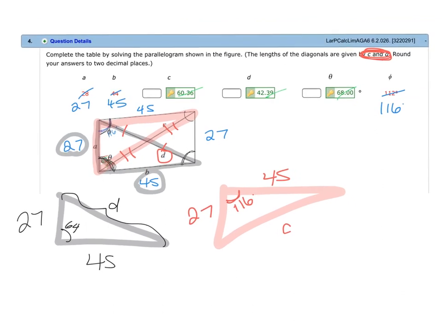Any other questions on the homework? All right, so again, you've got a quiz review.